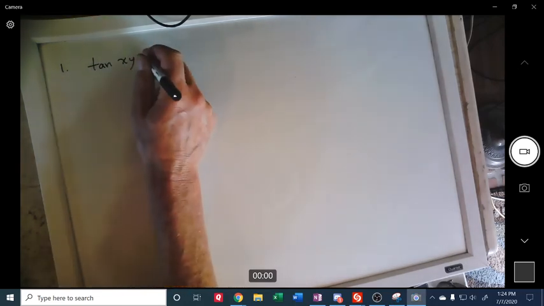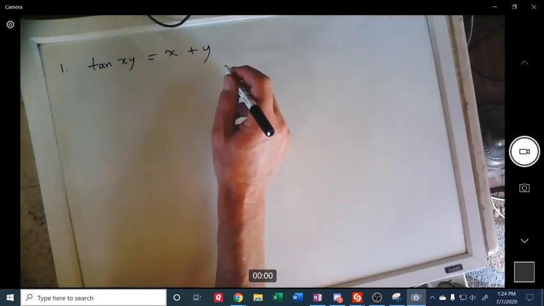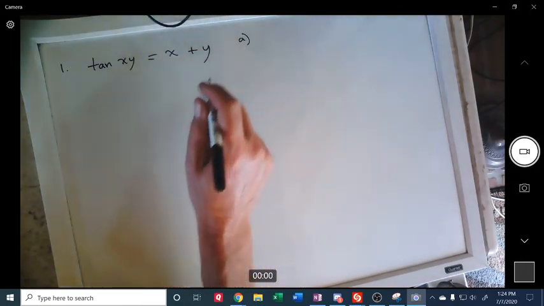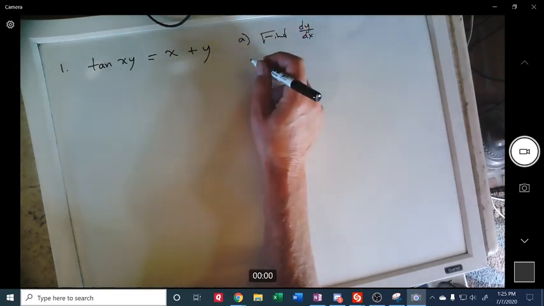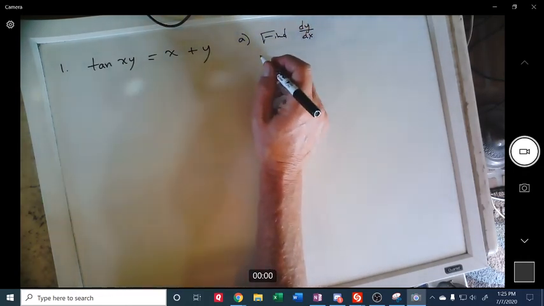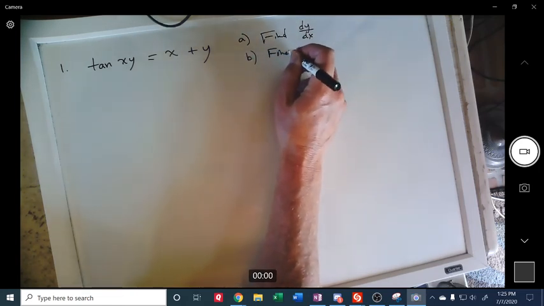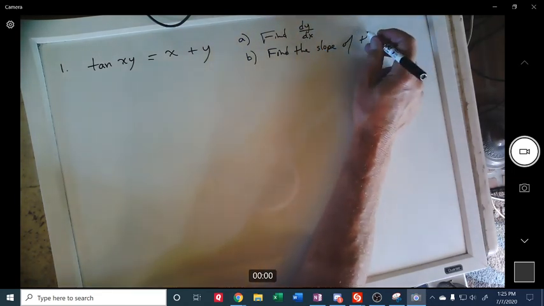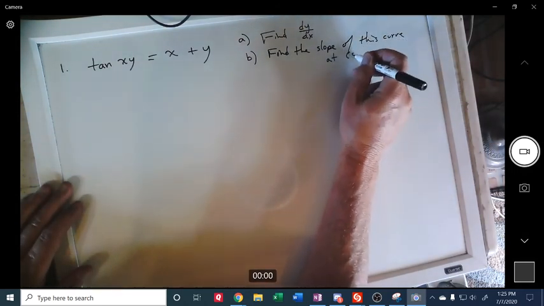Tangent of xy is equal to x plus y. We're going to do A, find dy dx. And then B, find the slope of this curve at the point 0, 0.